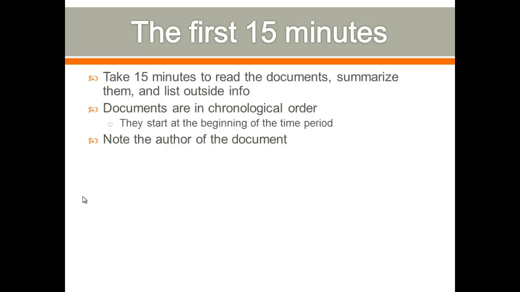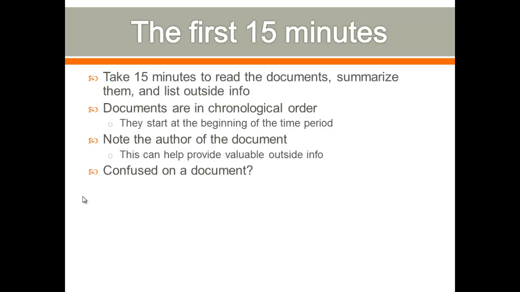So a recent DBQ we did in my class was analyze the reasons for the U.S. involvement in World War II between 1920 and 1939. Something like that. Why did the U.S. shift its foreign policy? Well, the very first document was from 1920, and the author was Warren G. Harding, and he was talking about isolationism in the United States. Now, nowhere in document A did it say return to normalcy. That is valuable outside info that you could have picked up by simply identifying and noting the author. And again, I can't stress that enough. This can help provide outside info.